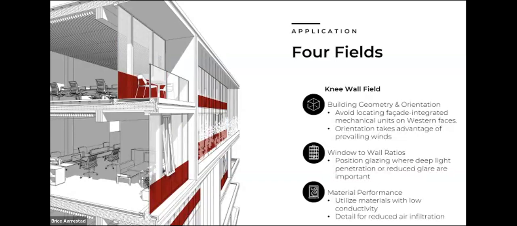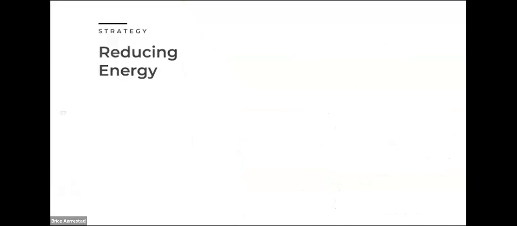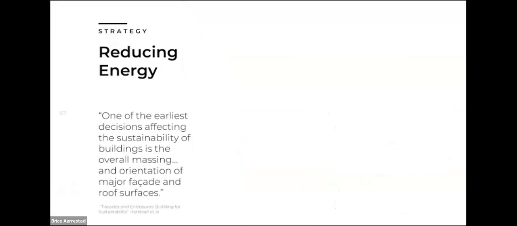And the last aspect here is the spandrel balcony. Again, detailing for reduced air infiltration, and utilizing a double skin facade or positioning these spandrels to prevent light where you don't need it, to shade certain aspects of the facade. Reducing energy through facade performance is really critical, and it also allows you to do those other aspects of the project that you're trying to achieve.